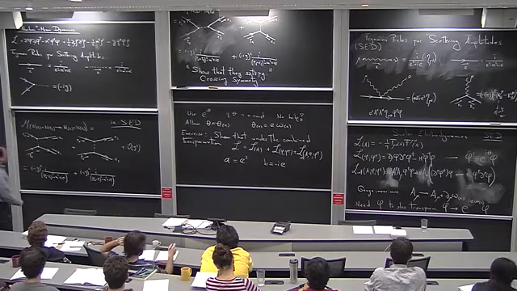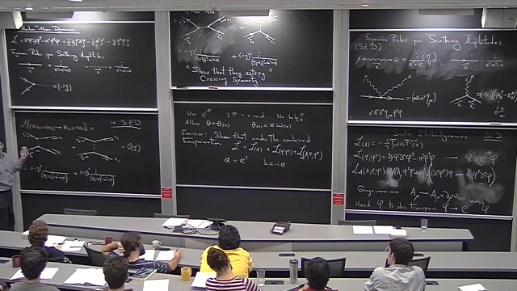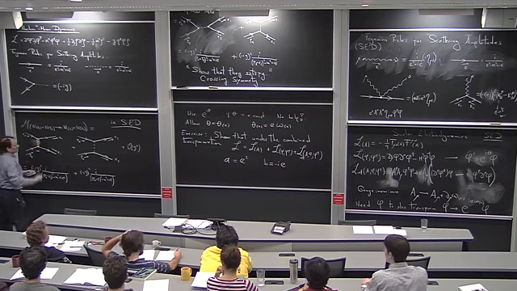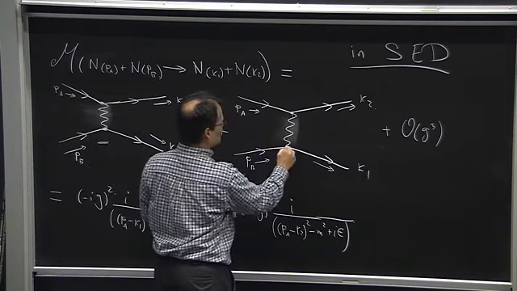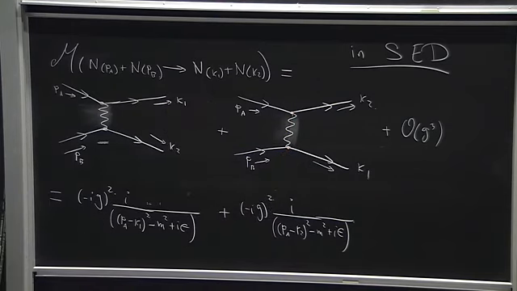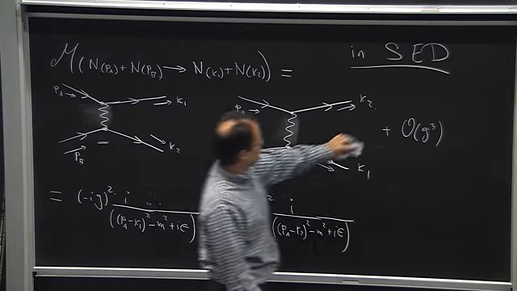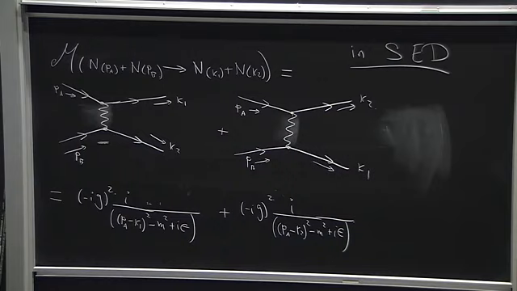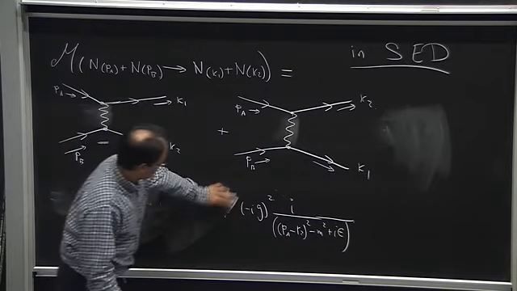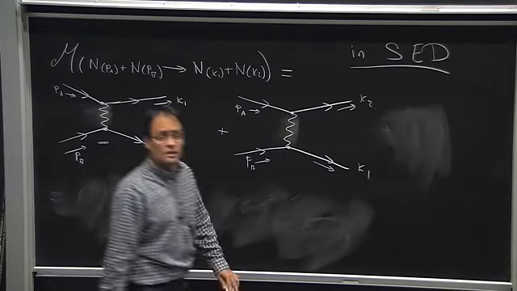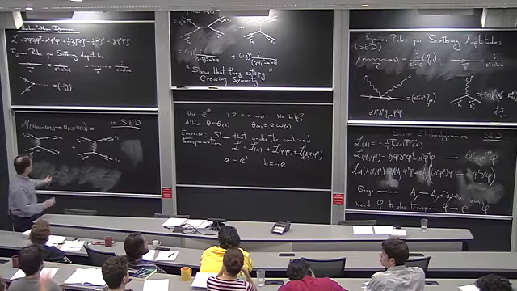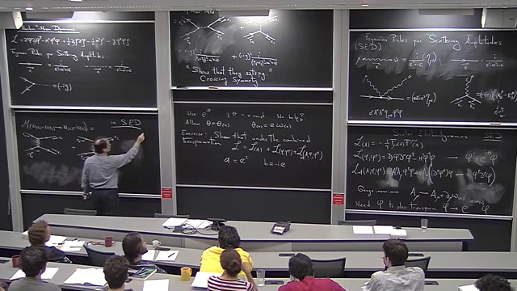What do we have to do? Well, we just replace this by this, replace this by this. Now, is there any other diagram in this particular case? In second order, there's a photon loop. But that's fourth order. So we're working up to order e squared.